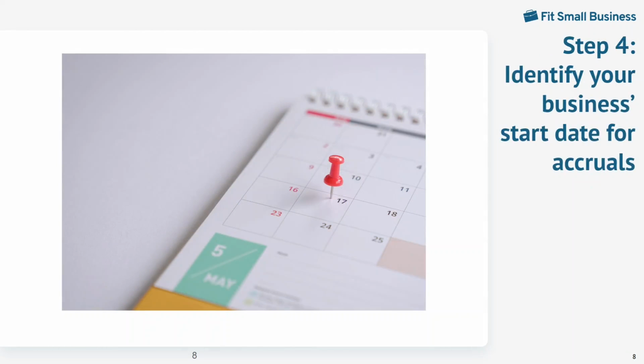Step 4 is to identify your business's start date for accruals. Our calculator assumes a 365-day year. However, not all businesses start the year at the same point in time. While most small businesses use a calendar year, some use a fiscal year, whereas others use the employee's hire date. While you don't need this information for our basic calculator, you do need it if you want to determine how much PTO or vacation time an employee has earned or taken during a year.